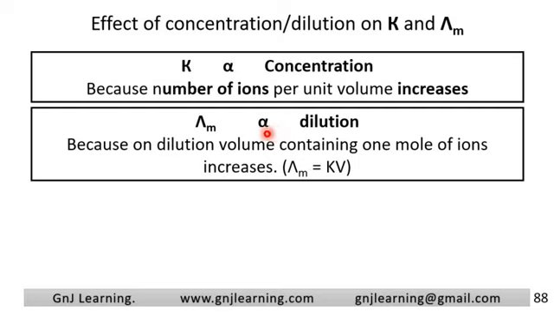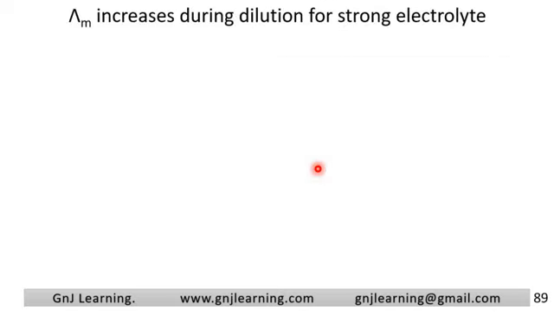I hope it is very clear now. So there are two opposite effects of concentration on kappa and lambda m. Kappa increases with concentration because the number of ions increases, whereas lambda m decreases with concentration, or increases with dilution. Okay, so these are the two reasons. Let us see how lambda m behaves with dilution. Lambda m increases during dilution for a strong electrolyte. This is what we saw in the previous slide. Lambda m increases with dilution for a strong electrolyte.